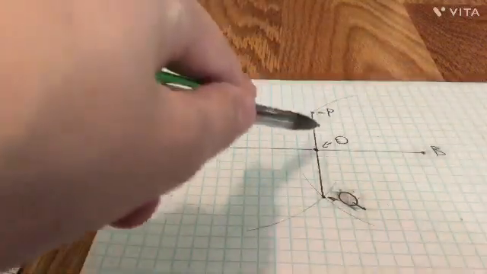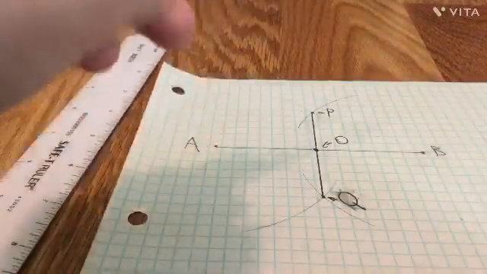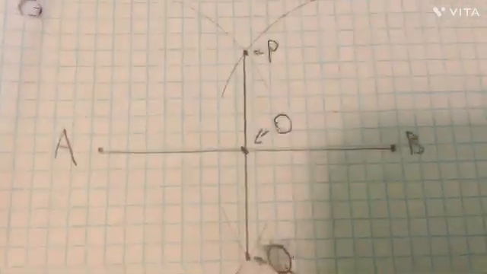You will notice that these are perpendicular lines, meaning, if you look, these lines form 90-degree angles in the corner. 90 degrees.